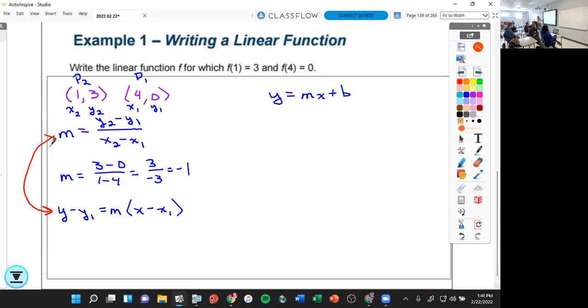So if I use that, I'm gonna plug things in. I have y minus y1, which is 0. Okay, I'm gonna be lazy. I'm not writing that down. Equals m, -1, times x minus 4. Is that slope intercept form? Okay, distribute the -1. Y equals.